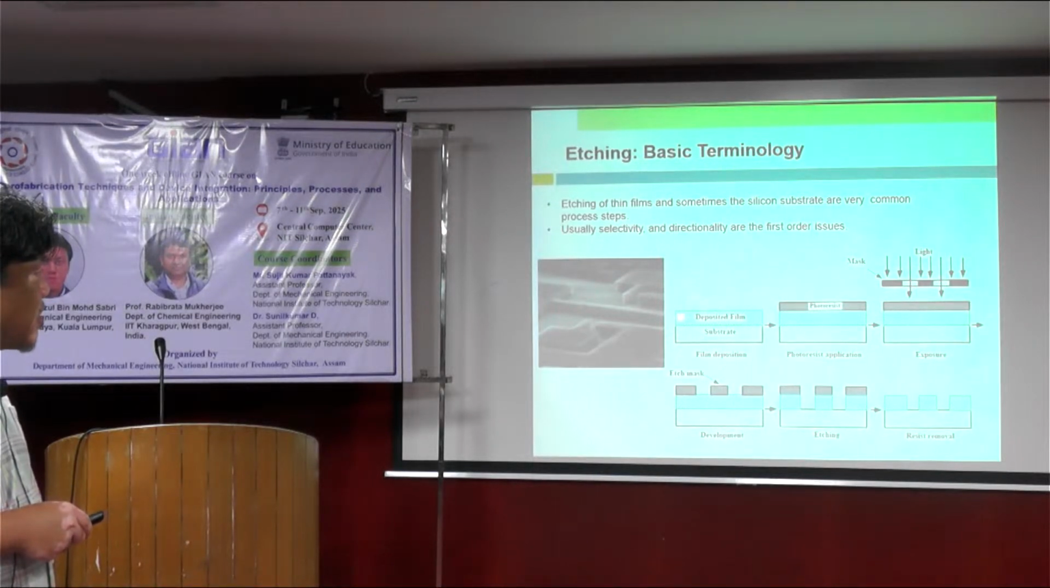So what we can do is deposit a thin film of, let's say here maybe silicon dioxide or some other material, for example. It can be a metal or anything. And with photoresist, we form the pattern. Photoresist will act as a mask. Then with this mask, you expose the photoresist, then you get the mask.